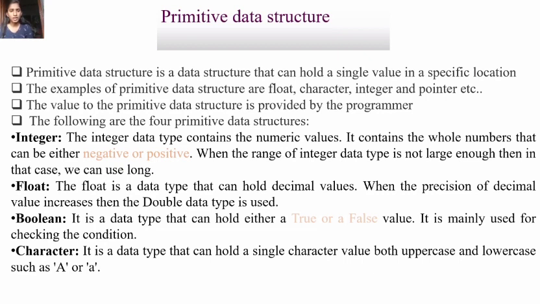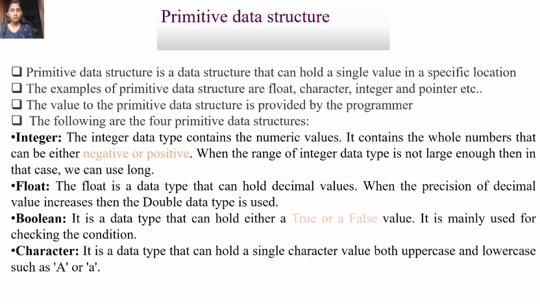The integer data type contains numeric values. It contains the whole number that can be either negative or positive. When the range of integer data type is not large enough, then in that case we can use a long data type. The float is a data type that can hold decimal values. When the precision of decimal values increases, then the double data type is used.